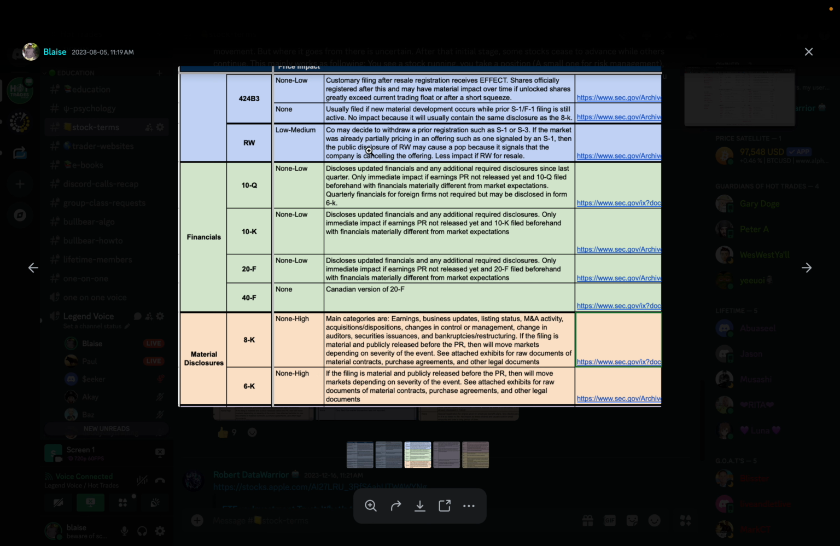Exactly. A company may decide to withdraw a prior registration such as an S1 or S3, which is exactly what Paul is saying. So it's really important to understand that. If you say, this company just filed an RW, I don't know what it means, I don't want to look up the filing, but I know what an RW means: if they're canceling the offering, guess what's going to happen? The stock is going to cook, and then you FOMO.